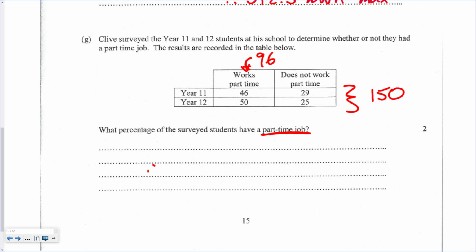So therefore, it's just a simple matter of 96 divided by 150 times 100, and that gives you 64%. Alright? It's not asking you for a fraction or a probability. If you just wrote 96 over 150, that wouldn't be correct, because the question is clearly saying what percentage. It's not just saying what probability. So again, make sure you're reading the question carefully.